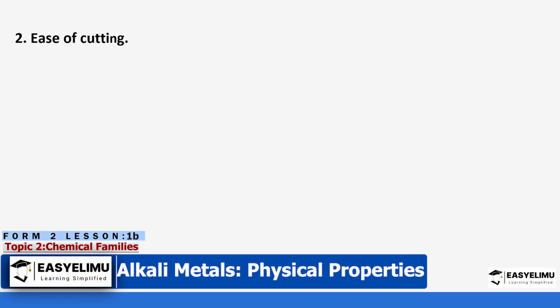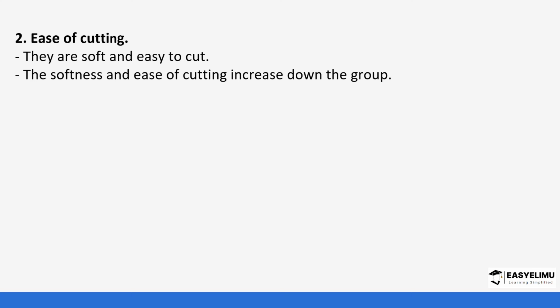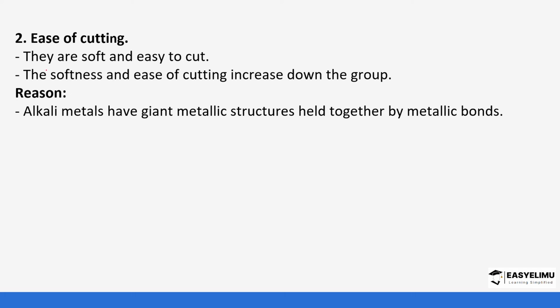And then the next property is the ease of cutting. In the previous property, we talked about it having a metallic luster, especially when it is cut. As for ease of cutting, alkali metals are usually very soft. They are very easy to cut. And this softness and ease of cutting increases down the group. The reason is that alkali metals have giant metallic structures. They're usually held by metallic bonds. Later on, you're going to be discussing how this metallic bond happens.